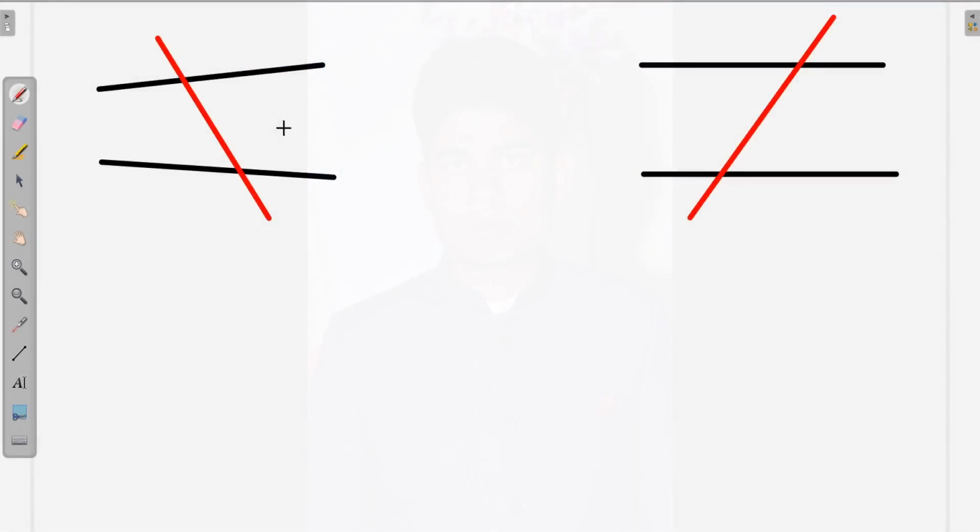Now come to the point of alternate angles. In alternate angles, the angles are on either side of the transversal line. So suppose that I am making this and this. If the angles are on either side of the transversal line and both are interior or both are exterior, then those angles are the alternate angles. So here angle 1 and angle 2, these two are the alternate angles.